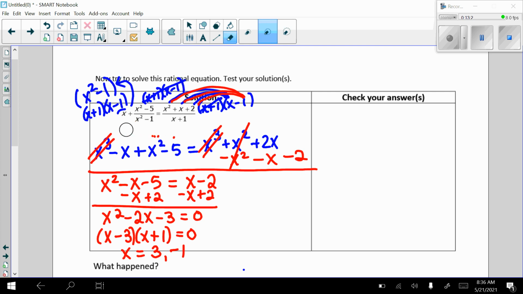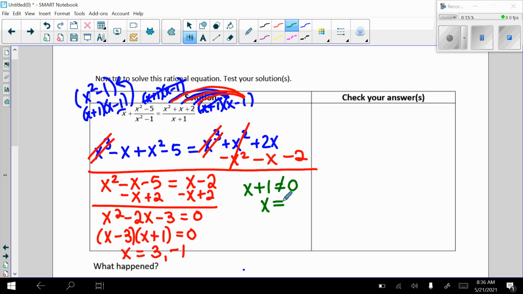Let's take a look at our denominators, and let's write the constraints for our denominators. So we know that x plus 1 cannot equal 0, so x cannot be negative 1. And we know that x minus 1 cannot equal 0, so x cannot be positive 1.